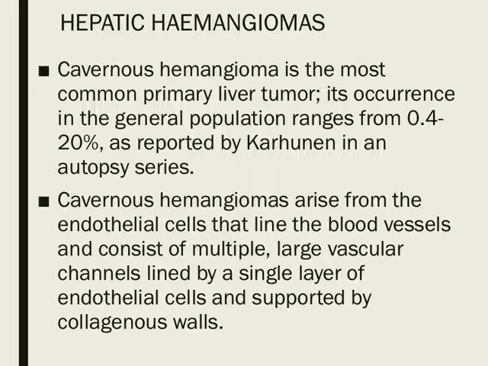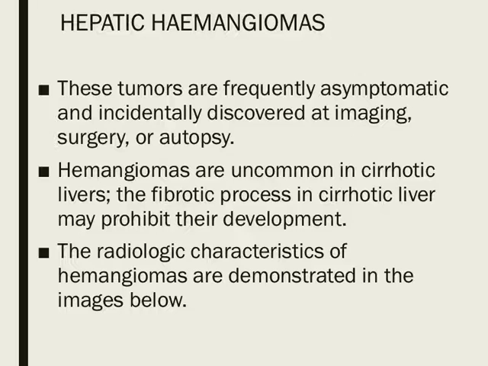Hepatic hemangioma, so we'll look at a couple of them. Hepatic hemangiomas are one of the most common primary liver tumors, and usually they are more of incidental findings. Studies have shown in autopsy that it ranges from 0.4 to about 20% of the general population. Cavernous hemangiomas arise from the endothelial cells that line blood vessels and consist of multiple large vascular channels lined by a single layer of endothelial cells. These tumors are frequently asymptomatic and incidentally discovered during imaging, surgery, or autopsy.